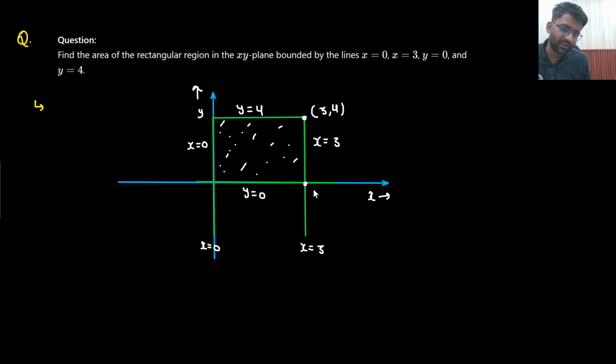What will be this point? Sir, y equals 0, x equals 3. What will be this point? Y equals 0, x equals 0. Basically, on this point, what all curves are meeting? Y equals 4 is meeting, x equals 0 is meeting. That means x equals 0, y equals 4.